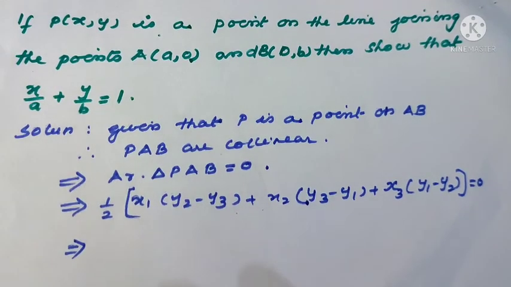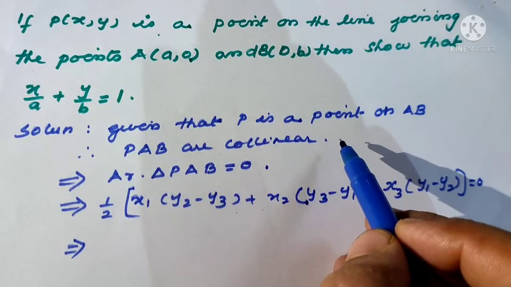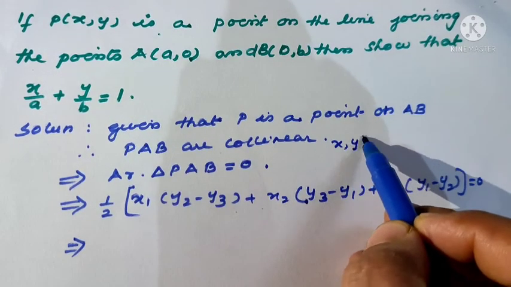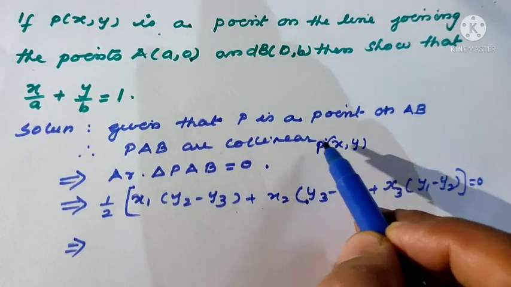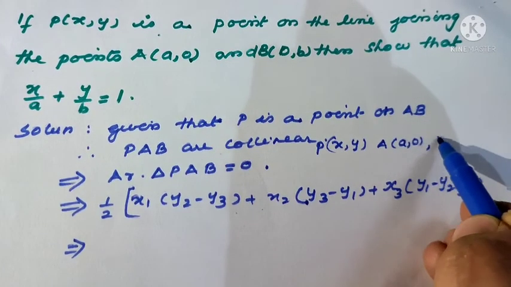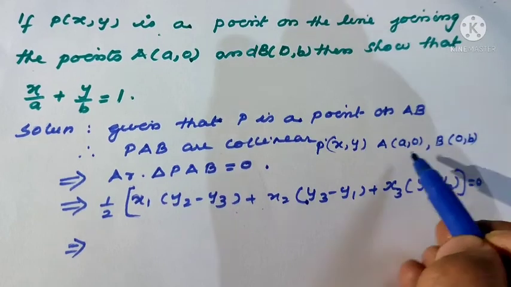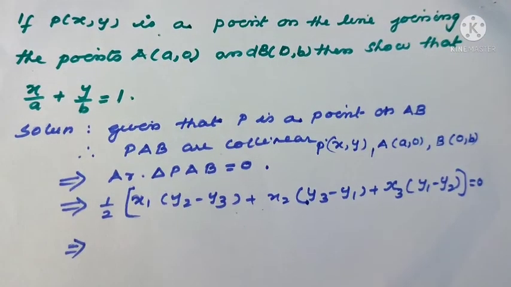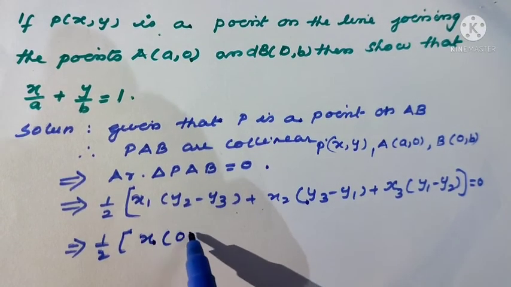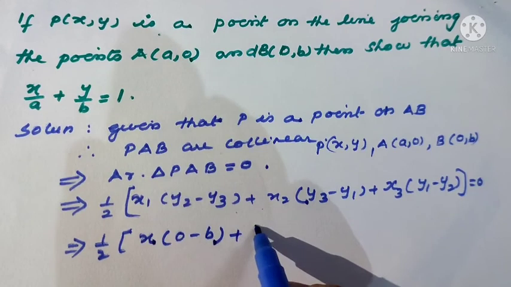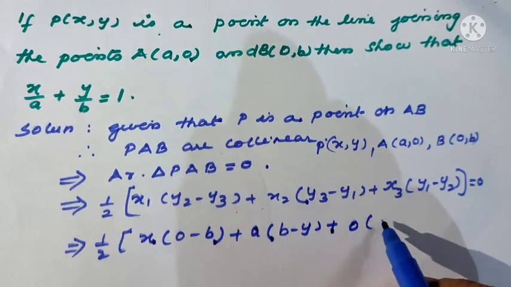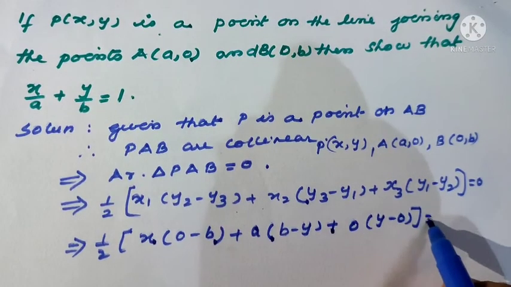So we have not listed out the points. If you are listing the points, then only it will be easy for you. P, A, B, that is P is x comma y. A is a comma 0, B is 0 comma b. So we got all the 3 points. Now half into x into 0 minus b plus a into b minus y plus x3 is 0 into y minus 0 equal to 0.